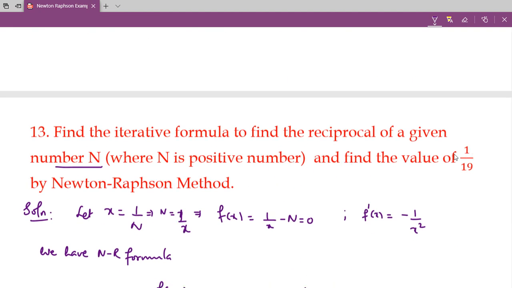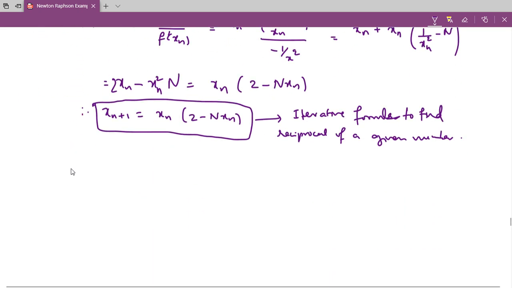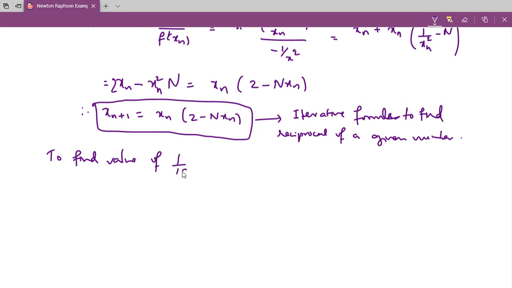Find the value of 1 by 19 by Newton-Raphson method. So to find the value of 1 by 19, take n is equal to 19 in the above formula. Further, what is 1 by 20? 1 by 20 is 0.05.